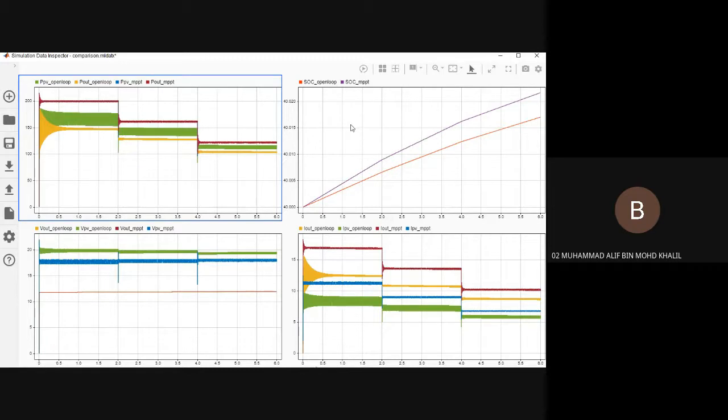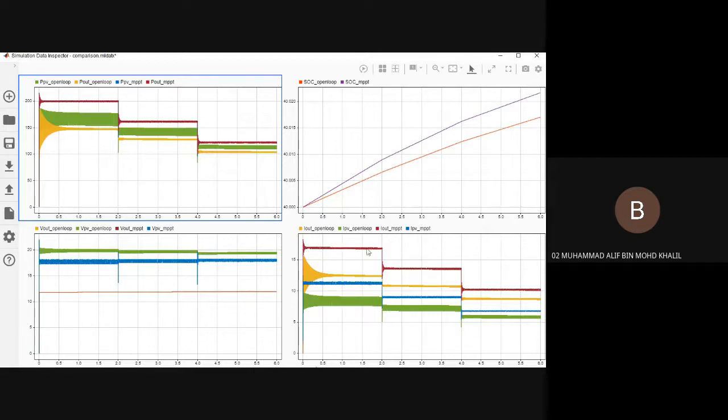Here you can see the SOC of the battery for the open loop, and the SOC for the MPPT. The SOC of the battery for the MPPT algorithm is much greater than the SOC of the battery which does not use the MPPT, which is the open loop. This is because the current flowing into the battery is much greater for the MPPT. You can see here the IR MPPT.